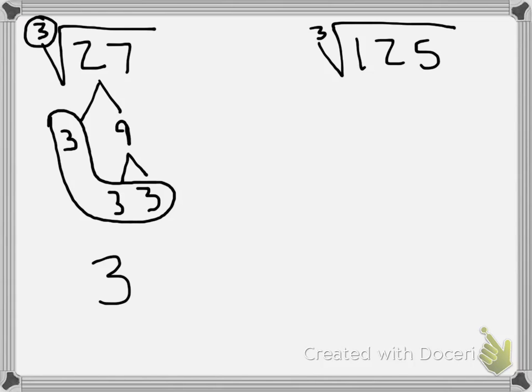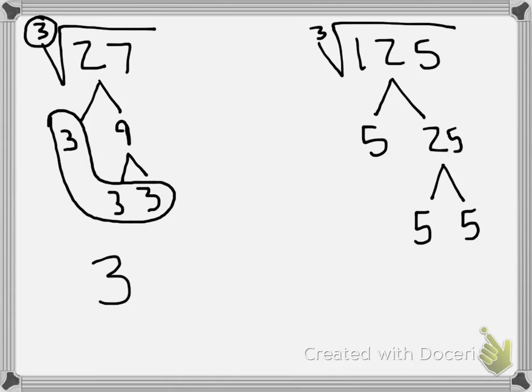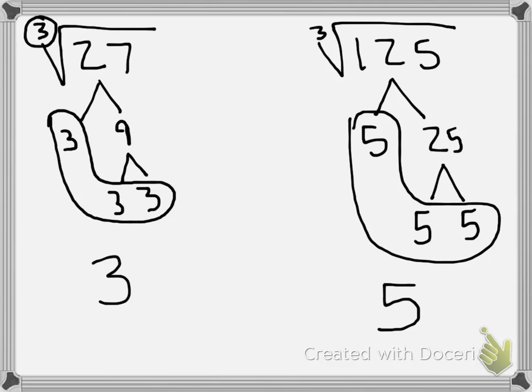Let's do this for the next problem. I can break this up into 5 times 25, and then I can split 25 into 5 times 5. Here we have a group of 3, and I can't go any further. So my cube root of 125 is 5.